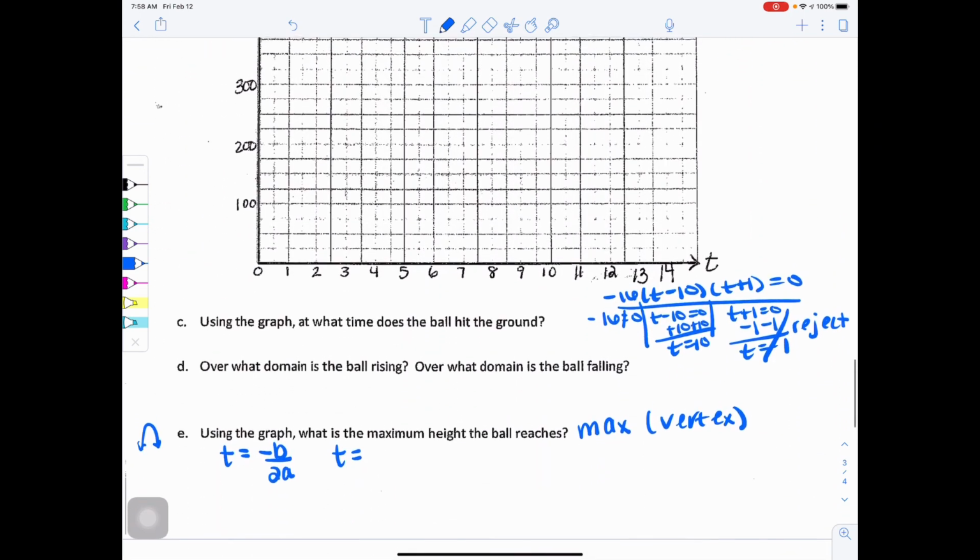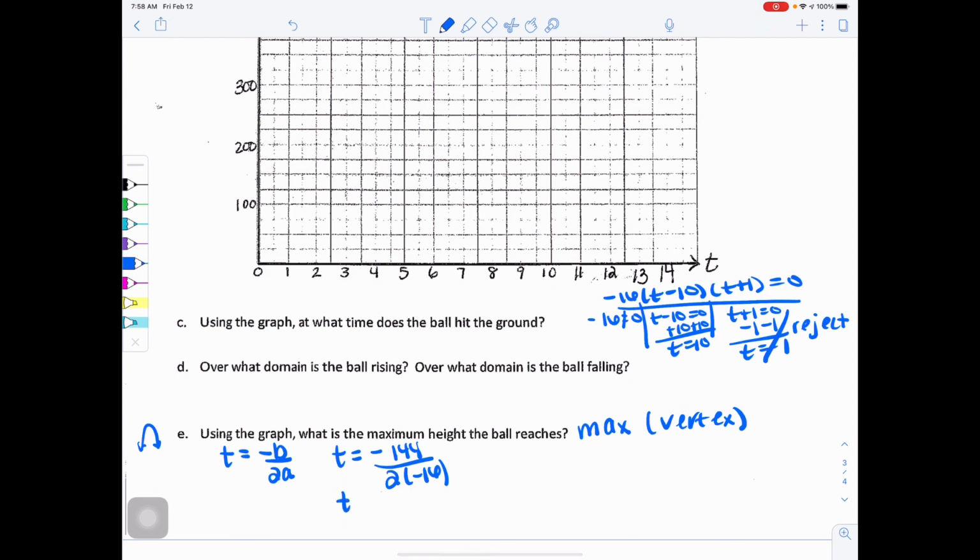So we have negative 144. And then that goes over 2 times a. Our a value was negative 16. So that means t, if you take negative 144, and then this would be negative 32, and you divide those, you get 4.5. Now that's just going to give us the line, the vertical line that cuts it in half. Remember, we still have to then find out what that height is.